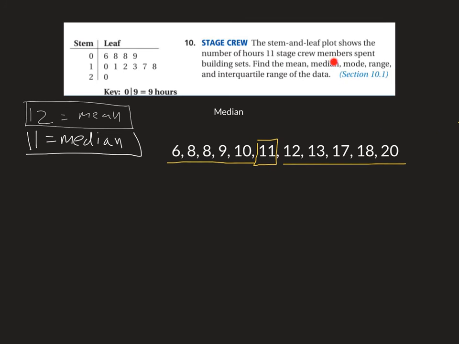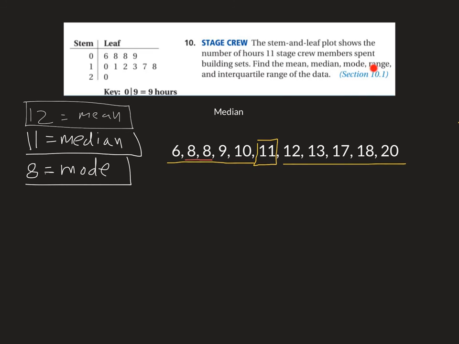Now we want to find the mode. How I remember, mode kind of sounds like most. So which number shows up the most in this set of data? This is why it's also a nice idea to have them arranged in order like this, because I can very easily see that number 8 shows up twice, and it looks like that's the only number here that shows up more than once. So 8 is the mode.